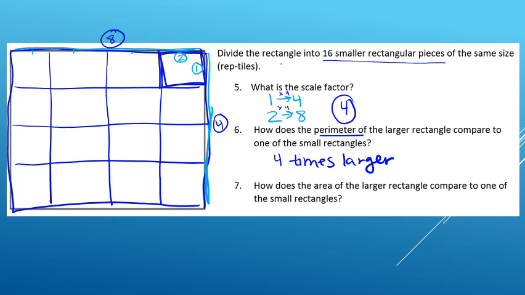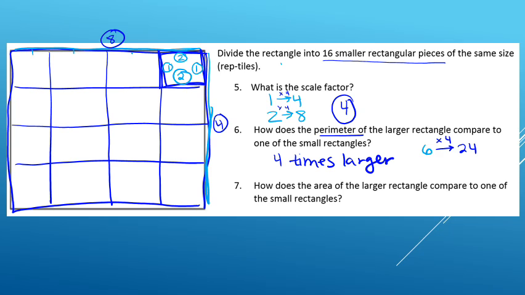And again, I can prove that by calculating it out, based on the dimensions I made up. This small rectangle is 2 plus 2 plus 1 plus 1, so I have a perimeter of 6. And my large rectangle is 4 plus 8 plus 4 plus 8, so that's going to give me a perimeter of 24. And I can think about how 6 times 4 would make 24. So it's gotten 4 times larger.